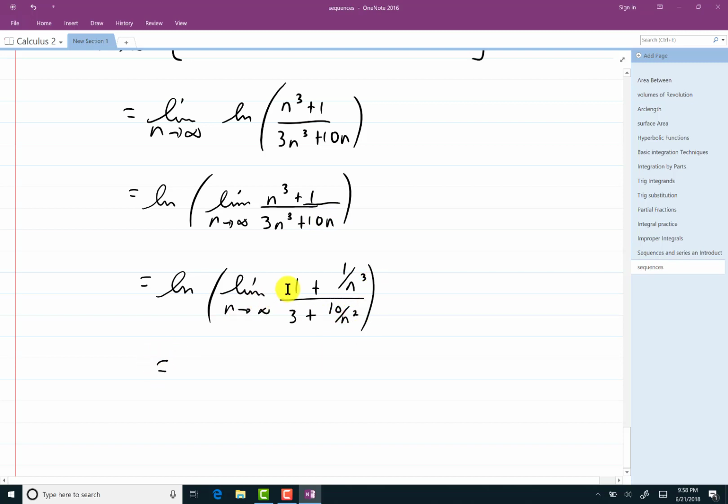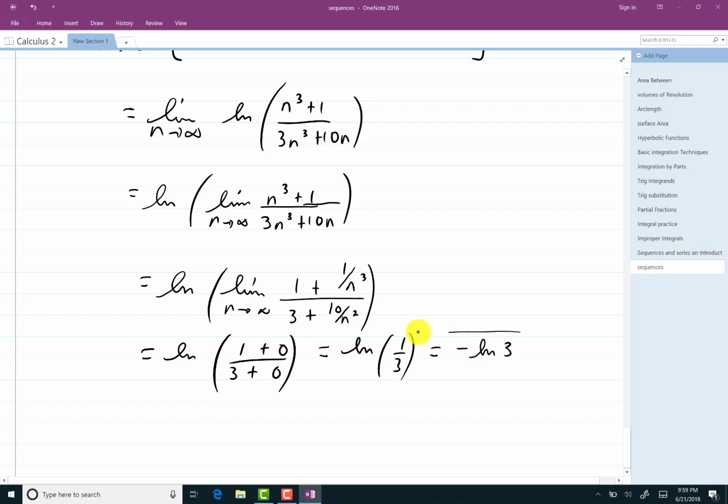Well, this is easy now. The 1 is fine. I'll get plus 0. And then I'll get 3 plus 0. That looks like 1/3. Oh, look. I'm going to leave this in too, I think, because it's educational. This happens a lot to students. I completely forgot about that guy, didn't I? This is the natural log of 1 plus 0 all over 3 plus 0, which is the natural log of 1/3, or if you'd like, negative natural log of 3. Either one of those is fine with me.